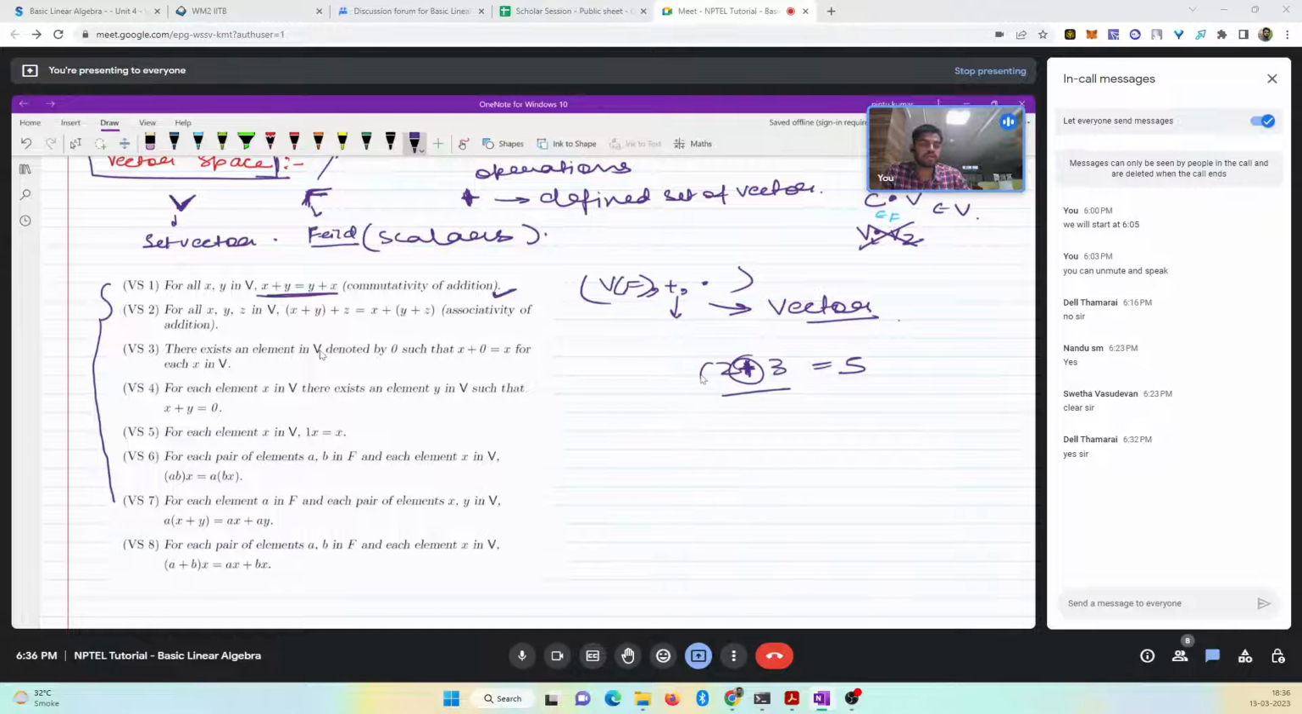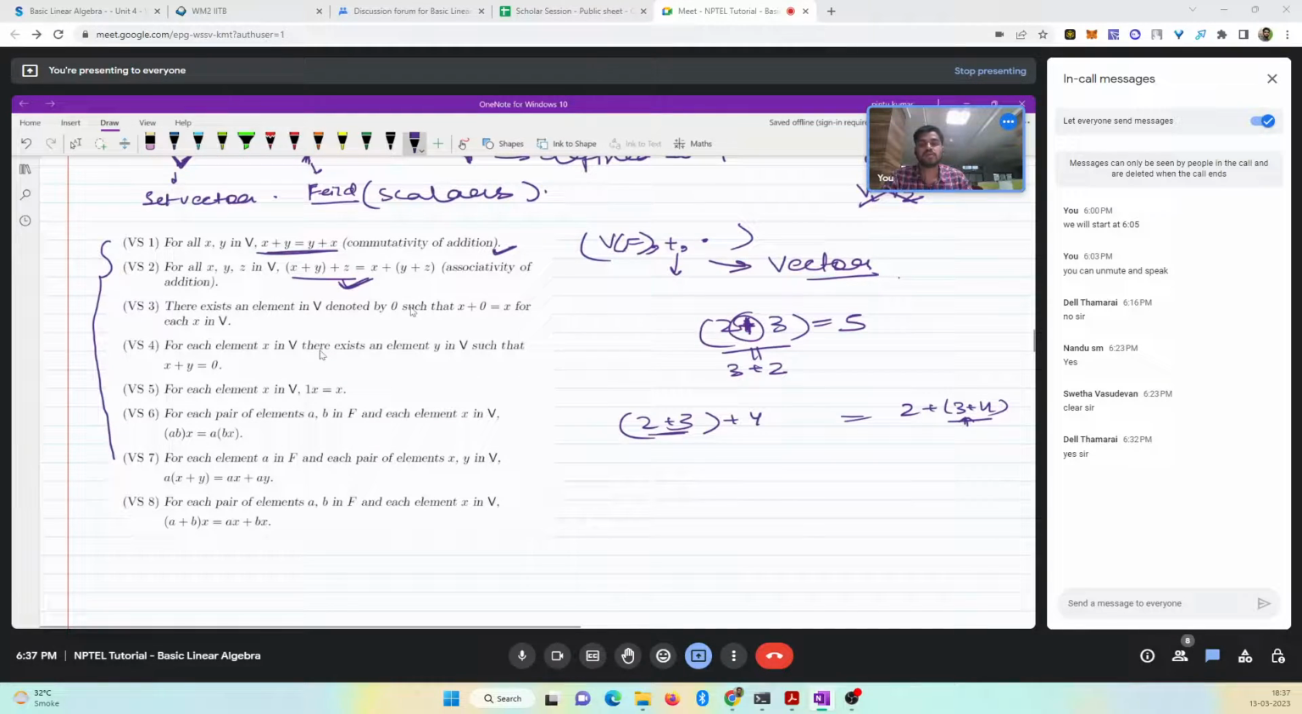Real numbers are commutative. 2 plus 3 is always equal to 3 plus 2, right? Next one is that this should be associative. We will try to relate this to real numbers. So 2 plus 3 plus 4 is equal to 2 plus 3 plus 4 with any grouping. If you add 3 and 4 first, or you add 2 and 3 first, that doesn't make any difference, right? That kind of property is called associative.